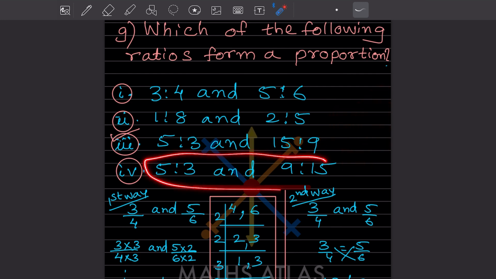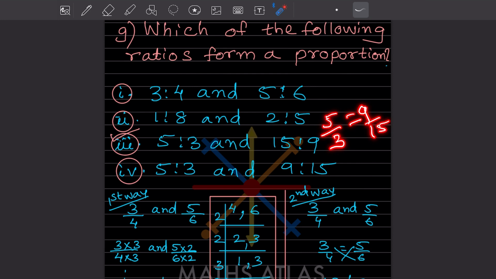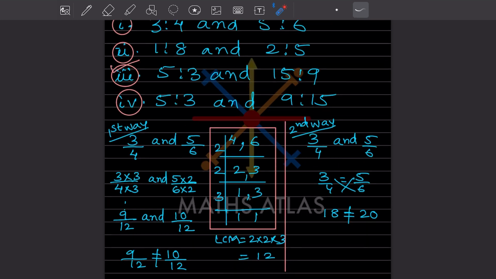Now I'll just show you this one. Already we got that answer, but still, this is just a practice. So 9 by 15. So what is going to be here? This will be here. 15 5s is 75, is equal to 3 9s are 27. So this is not in proportion. So now I hope you got this one.